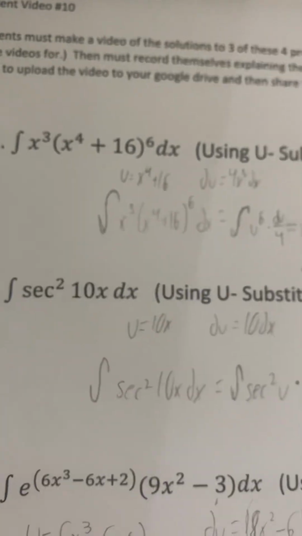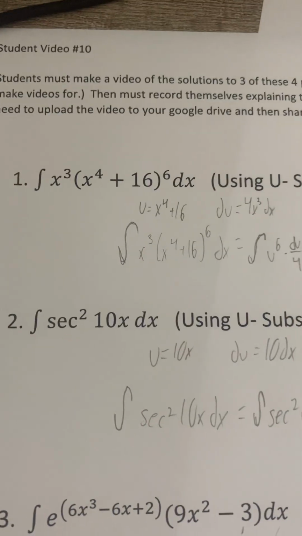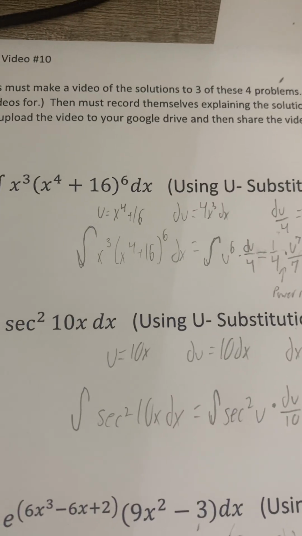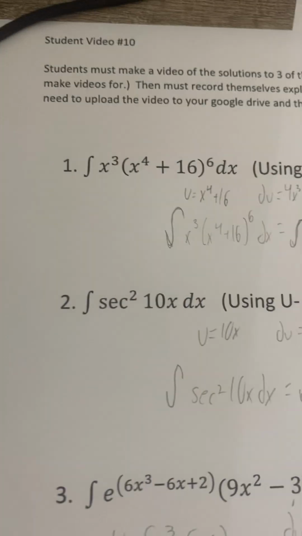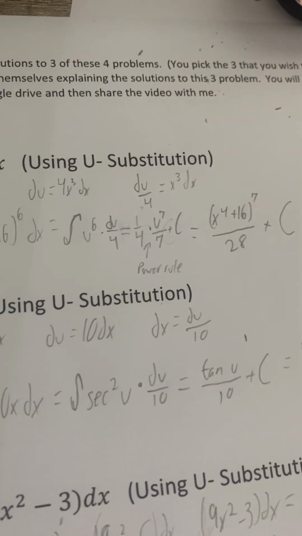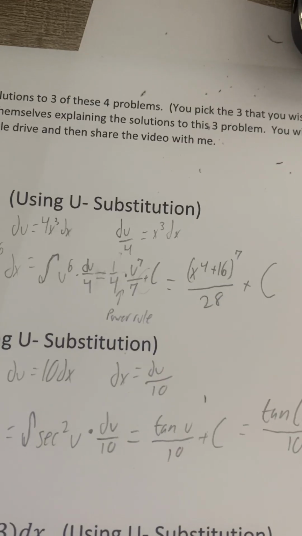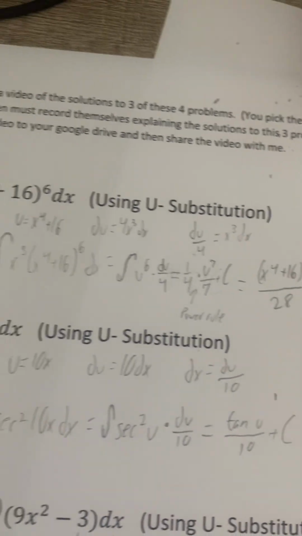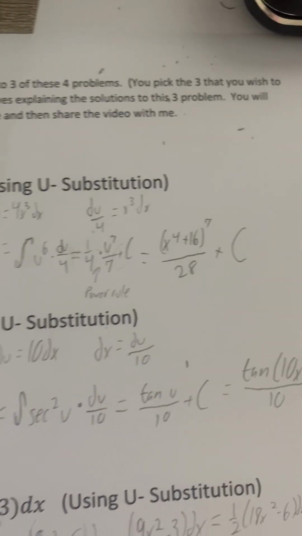Okay, so first we have to find our u value. u equals x to the power 4 plus 16, so du is equal to the derivative of that, which is 4x cubed times dx. I'm doing du over 4 is equal to x cubed times dx, just because x cubed times dx is already right there, so it will make it a little simpler later on.